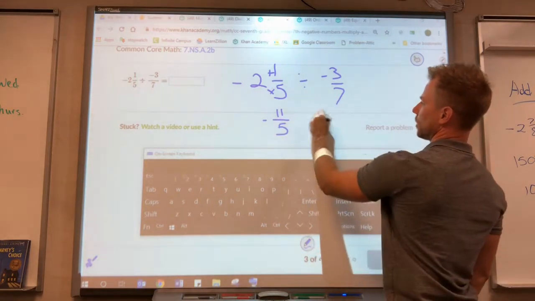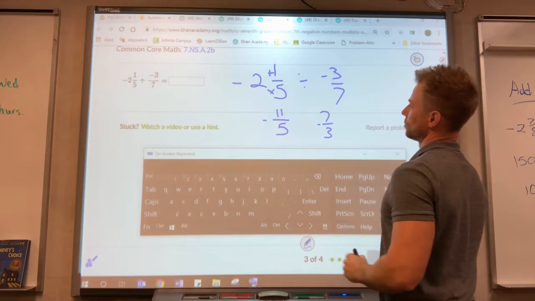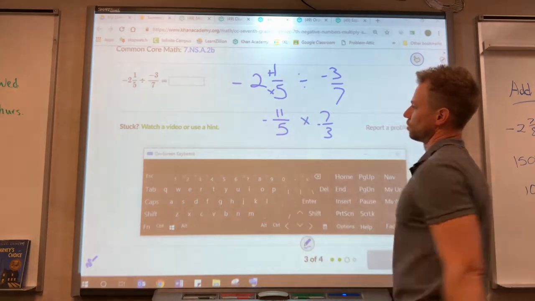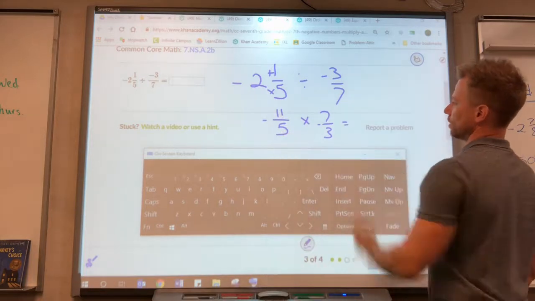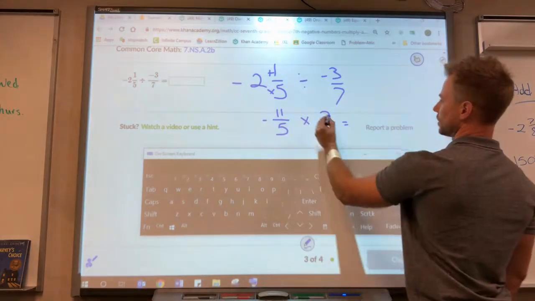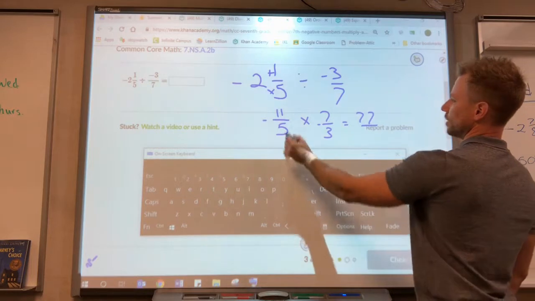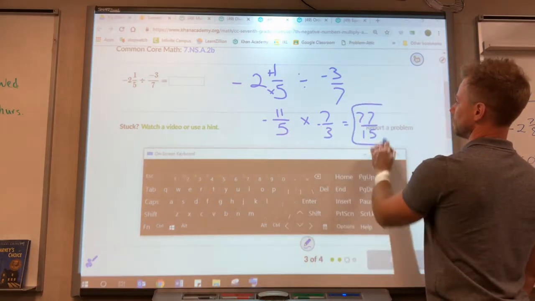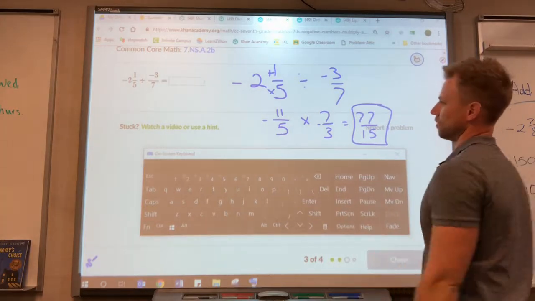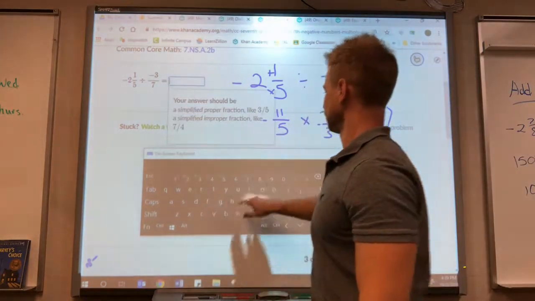Then we're going to keep that one. We're going to flip the second one, which is -7/3. Change division to multiplication. Look and see if we can cross-cancel anywhere. We can't. 11 times 7 is 77. 5 times 3 is 15. Two negatives make a positive, so we get 77/15.